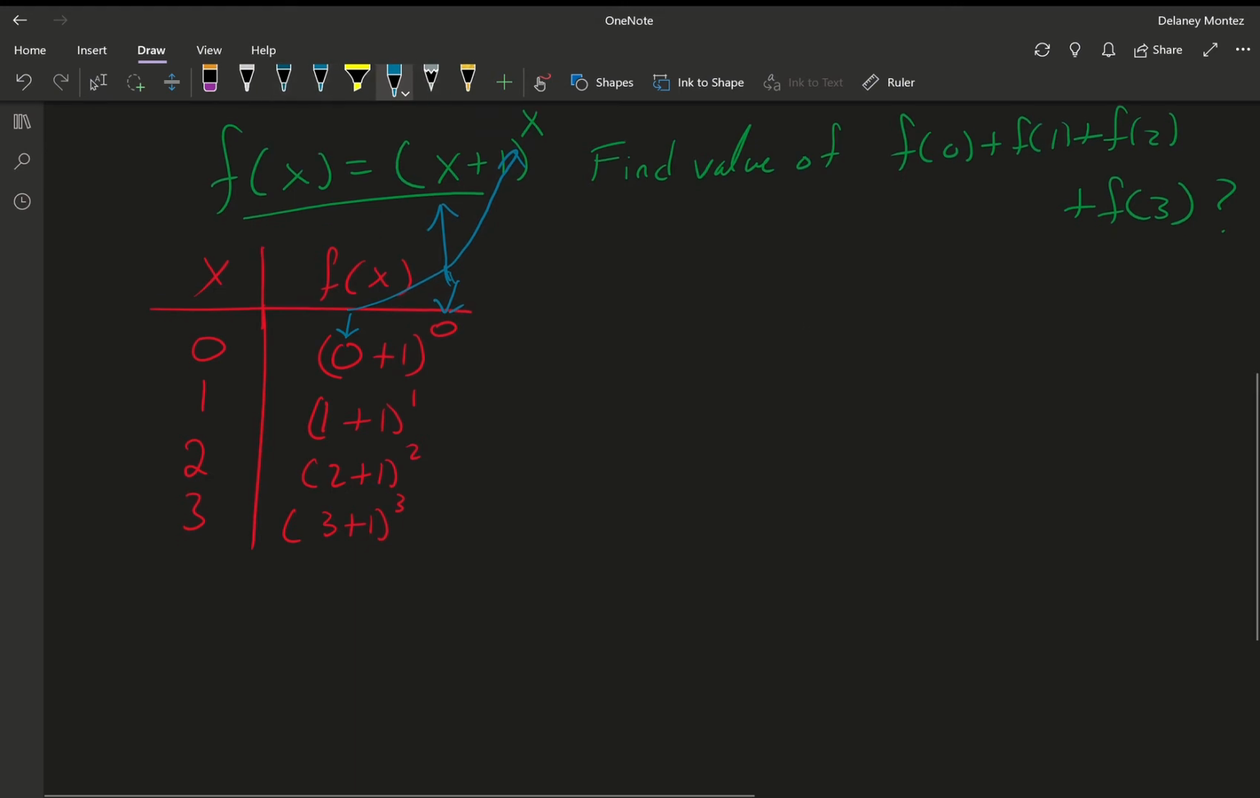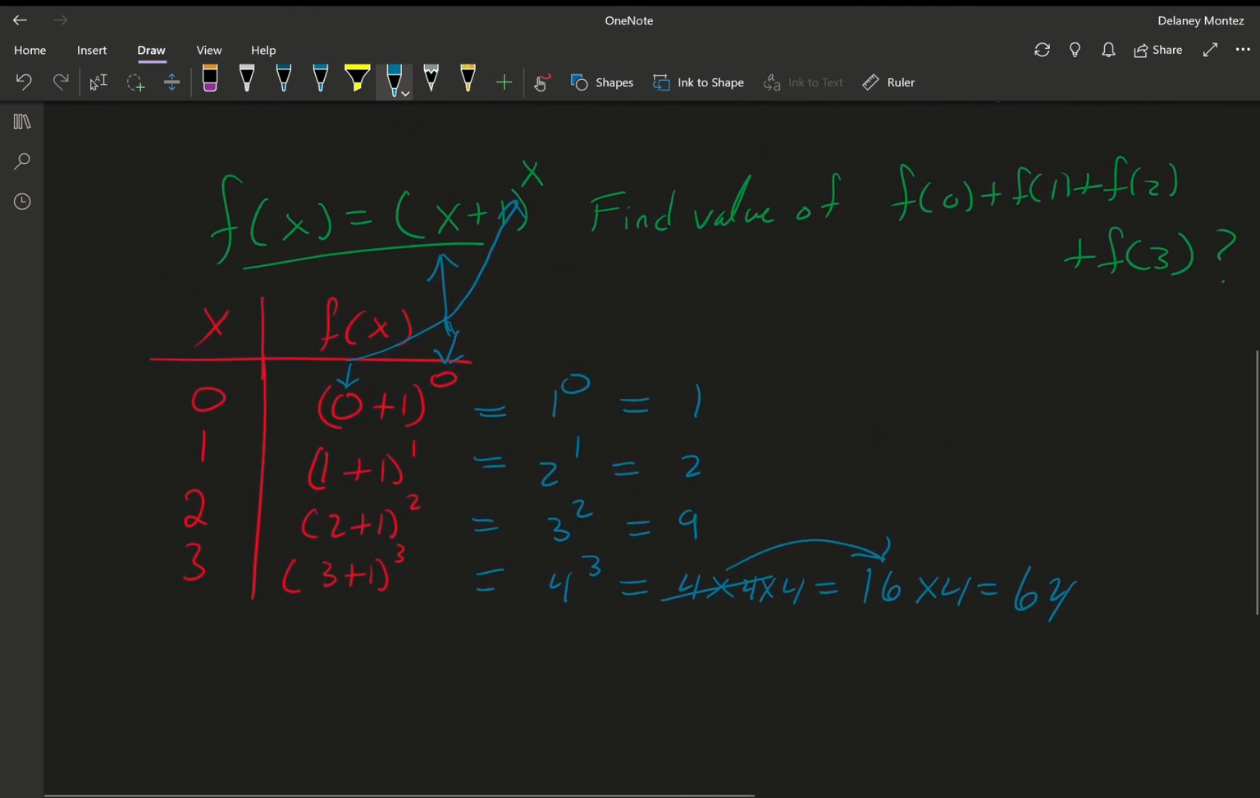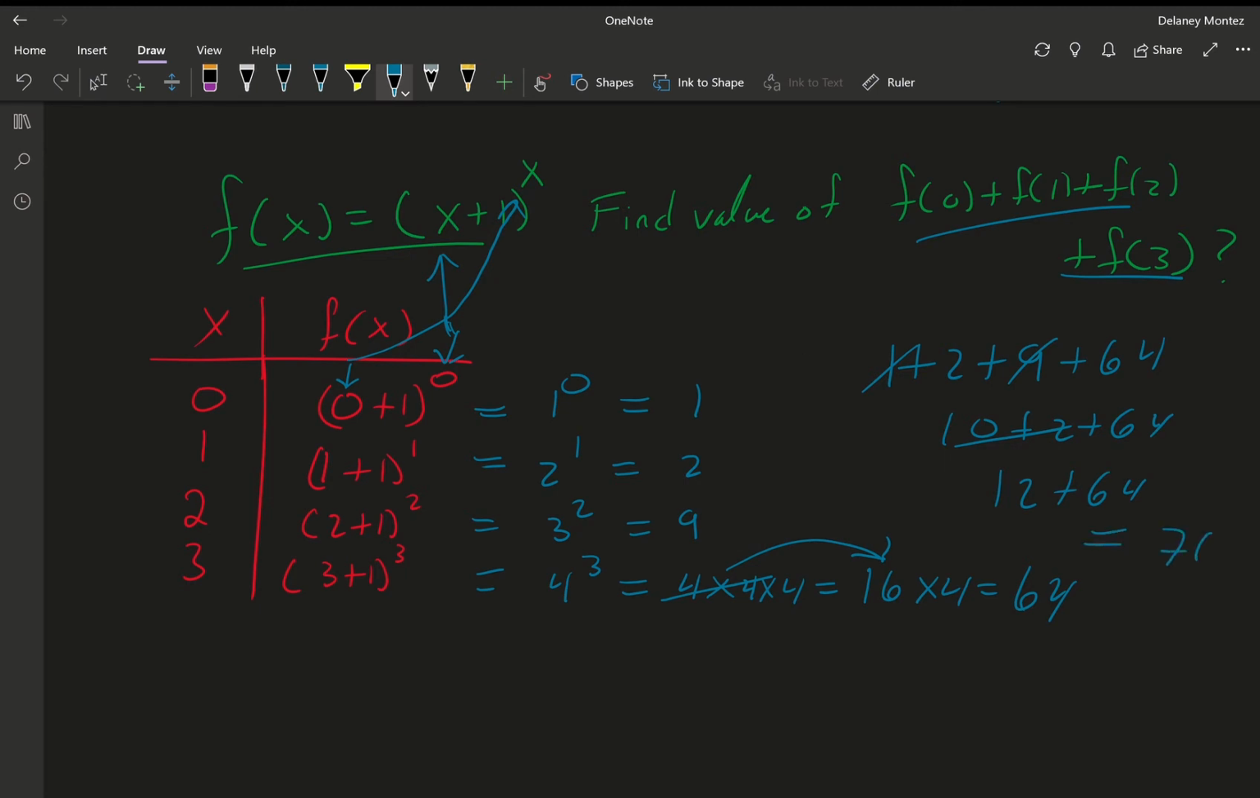Now from here we'll just evaluate. We'll get 1 to the 0, 2 to the 1, 3 squared, and 4 cubed. Anything to the 0 is 1, this is just 2, this is 9. This is 4 cubed, which is 4 times 4 is 16, times 4 is 64. Now we add them all up, since the original problem said to add up all these values. So 1 plus 2 plus 9 plus 64. That's 10 plus 2 plus 64, which is 12 plus 64, for a grand total of 76.